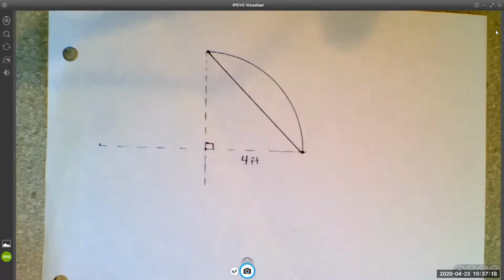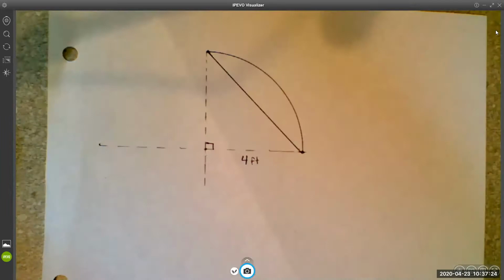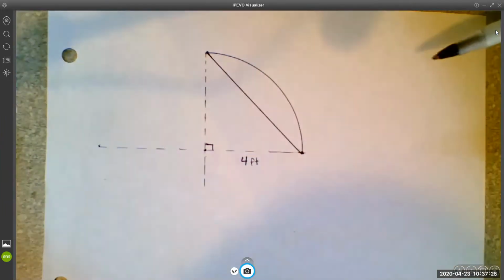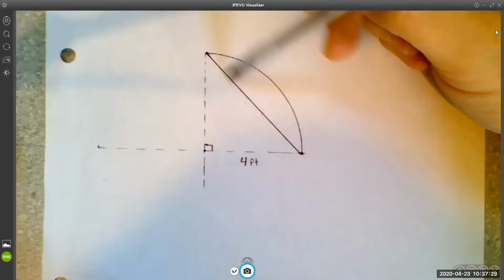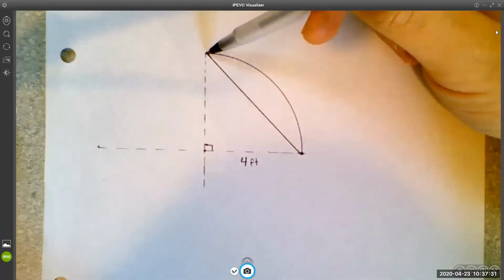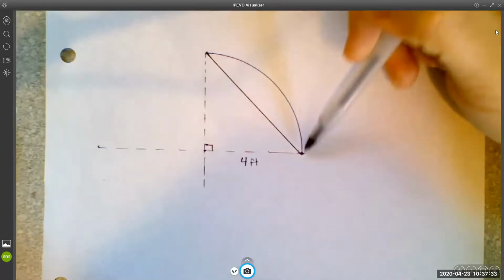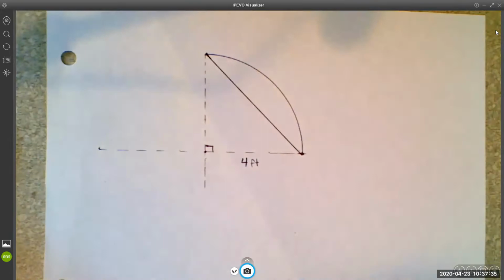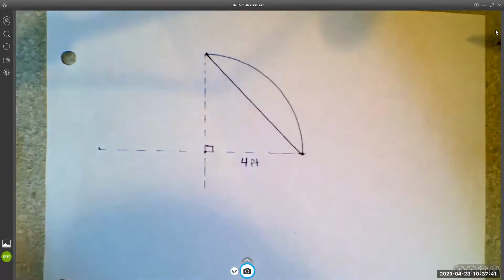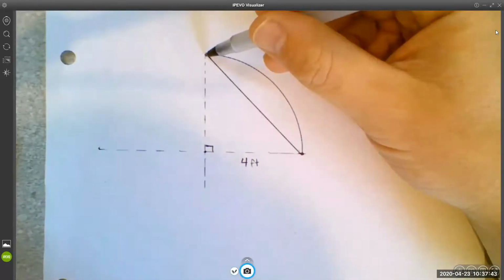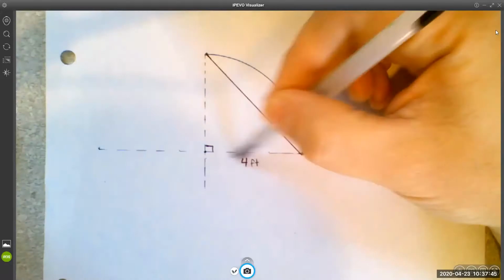Okay, here's my solution. So I need to find this straight line, and then I also need to find the sort of quarter circle line or curve. I don't have either of those measurements, so let's see. I know that this is a right triangle.